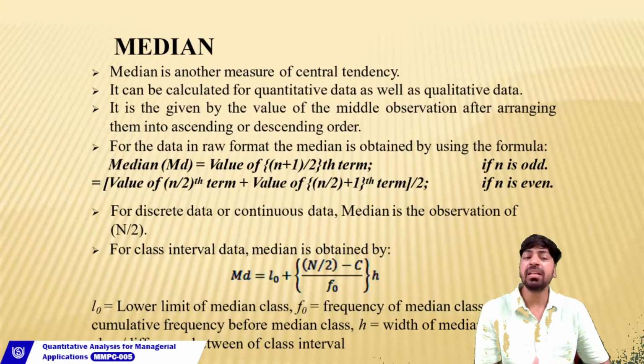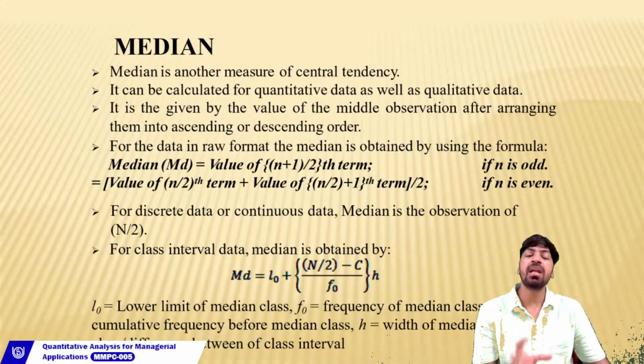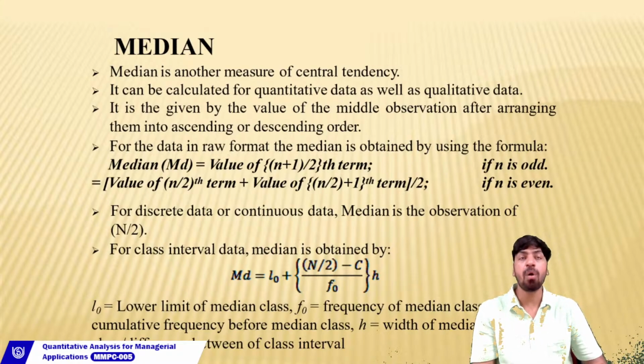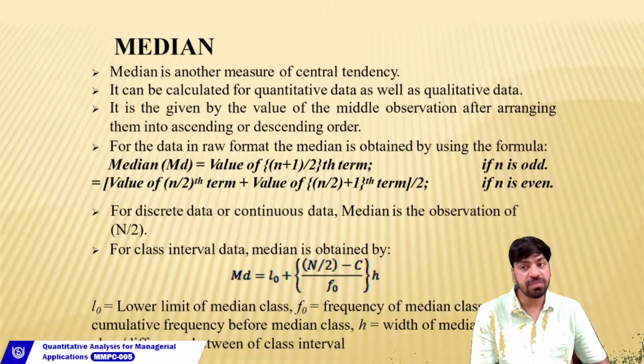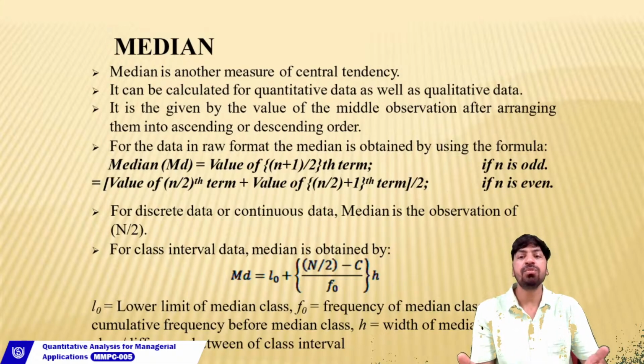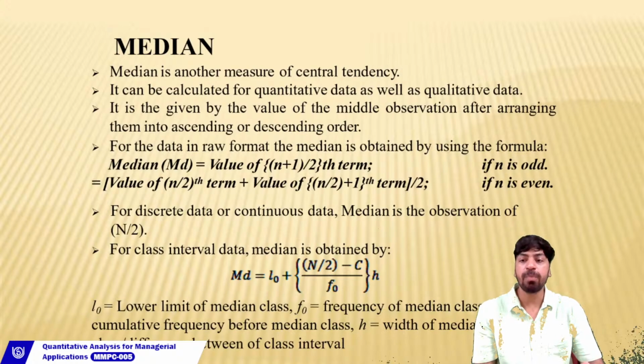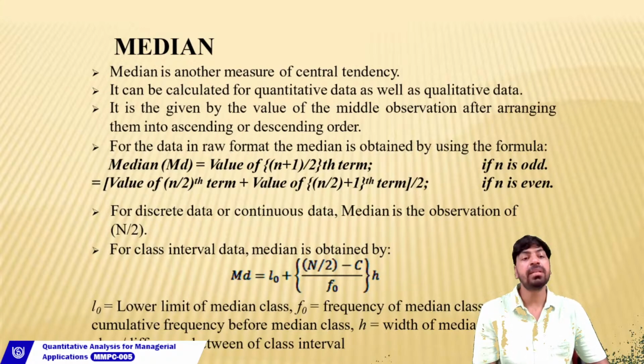So mathematically, there are two categories: where the number of observations or total frequency is odd, and where it is even. So the formula has been divided into two parts. Where n is odd, the formula to calculate the median is the value of the (n plus 1) by 2 item or term.